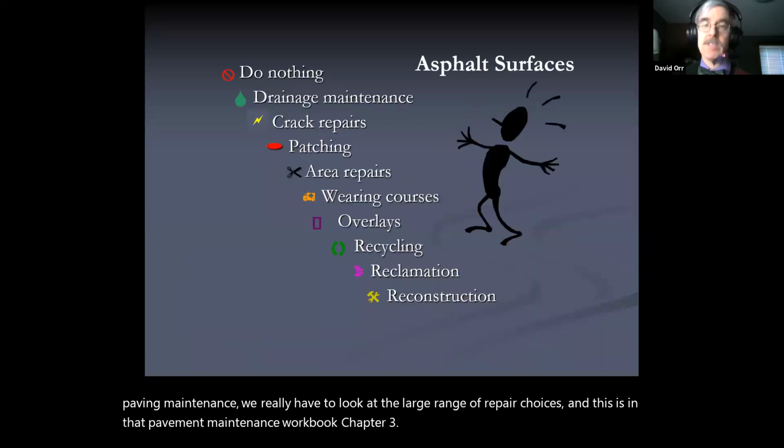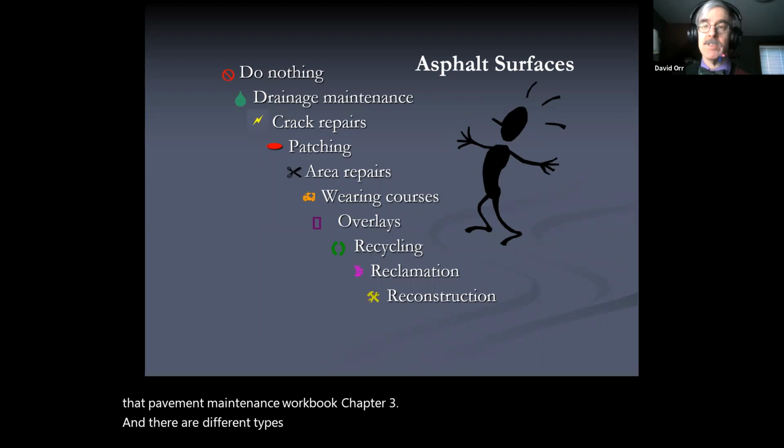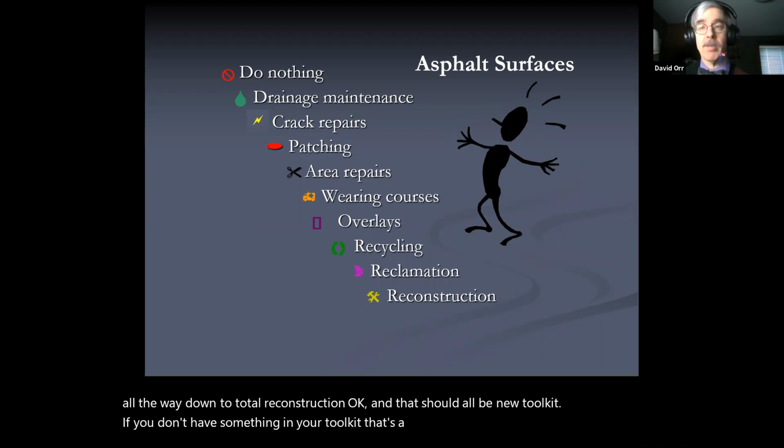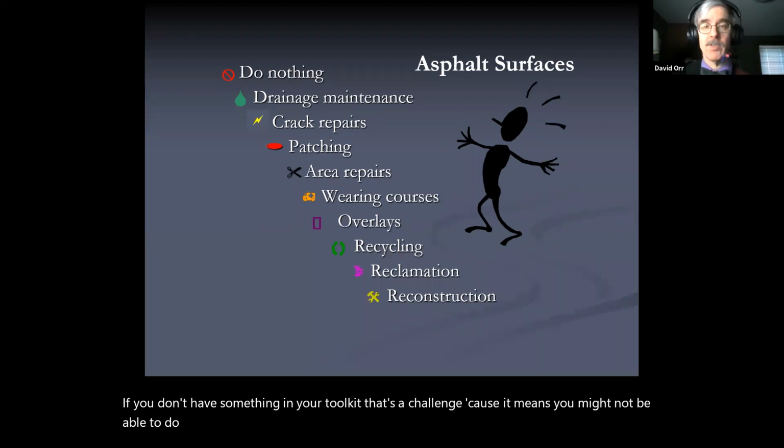And there are different types of surfaces. On asphalt surfaces, everything from doing nothing all the way down to total reconstruction. Okay, and that should all be in your toolkit. If you don't have something in your toolkit, that's a challenge because it means you might not be able to do a proper repair in some situations.